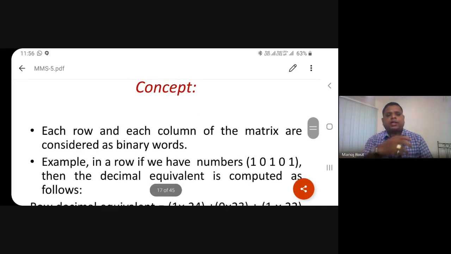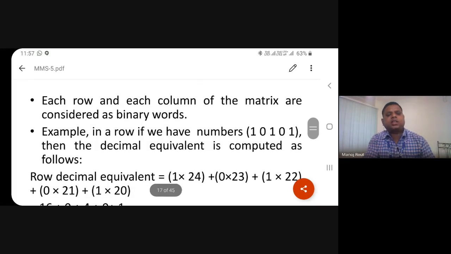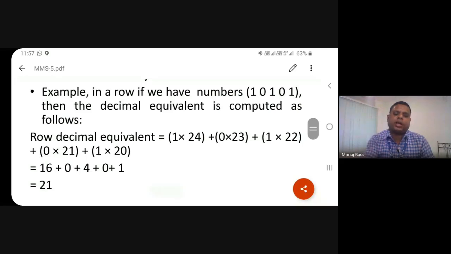If you go to the row-wise concept, each row and each column of this machine matrix is considered as a binary word. For example, in cluster analysis, if you assign machine number 1 the pattern 10101, the decimal equivalent is also computed. How is it computed? For the row decimal equivalent, suppose the first machine is assigned part number 1, that is 1 times 2^4, and then 2^3, 2^2, 2^1 and 2^0 are the weights, as far as the data collected from the previous manufacturing process is concerned.